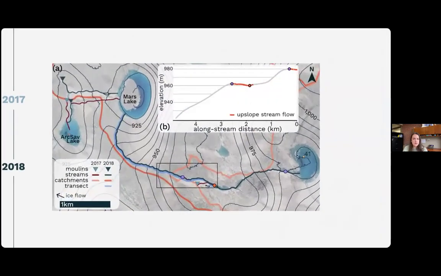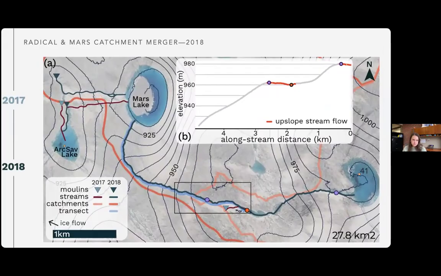So quite dramatic here. So zooming in on this Radical and Mars catchment merger, here I have the elevation, again, inset showing Radical River from where it exits Lake 41 here on the right until where it enters Mars Lake. And again, all of the red is showing where it is flowing counter to large-scale ice surface topography. So we see that between the topographic low point and the topographic high that separate Mars and Arksov Lake, the stream is flowing counter to what we would predict if we just used large-scale ice surface topography alone.